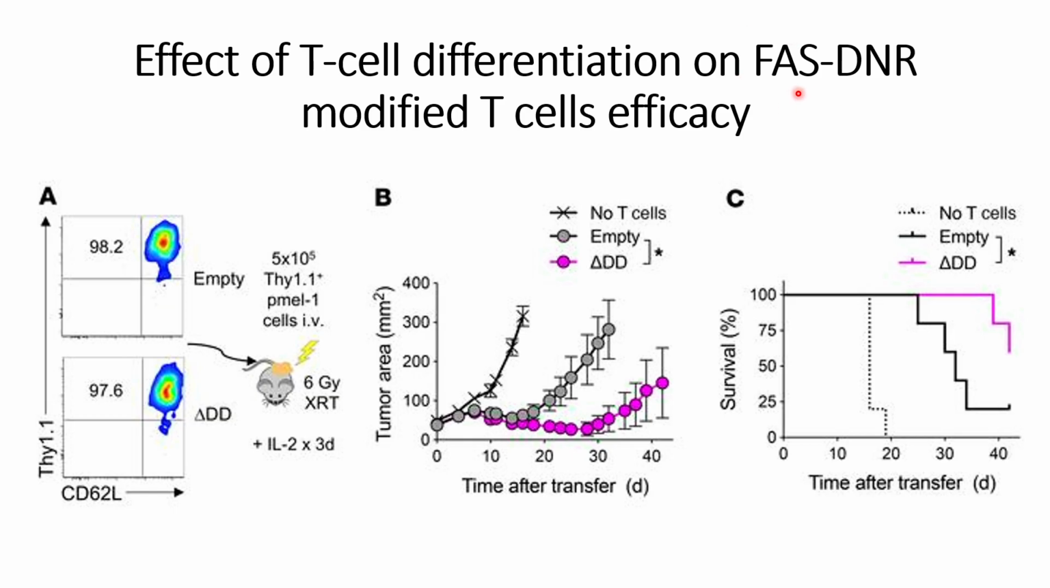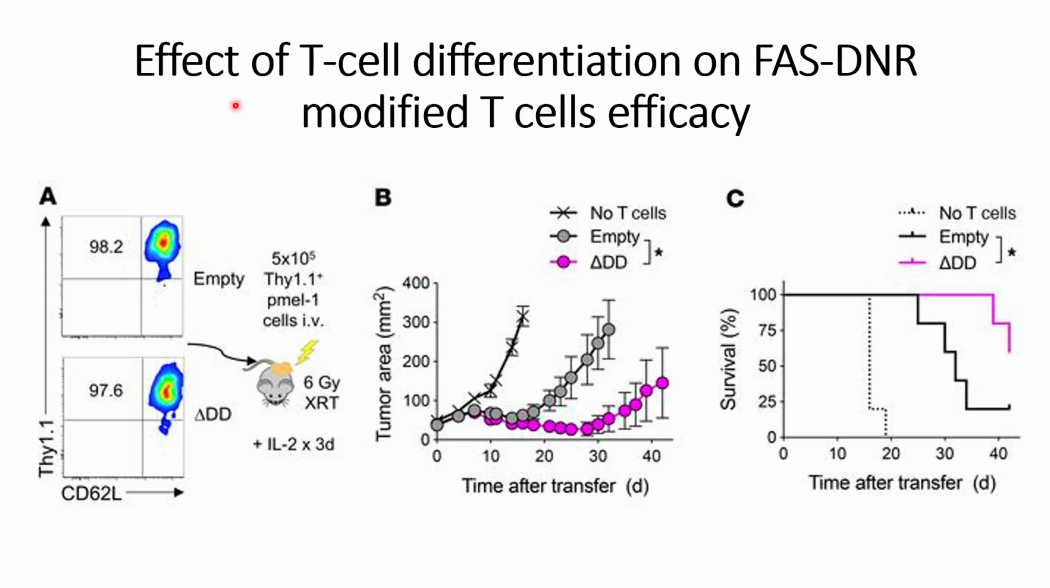The results of this approach have been discussed in our previous videos. You can go through those videos to check how effective those approaches are. So here, what the researchers are doing is checking whether T cell differentiation has an effect on the FAS-DNR modified T cells' efficacy on the tumors or not.